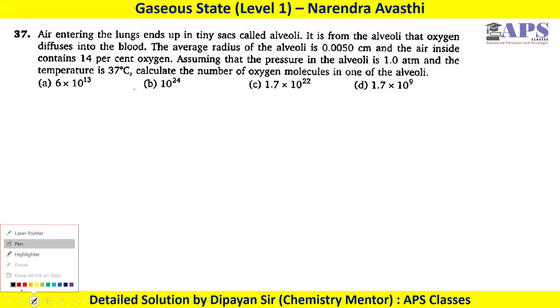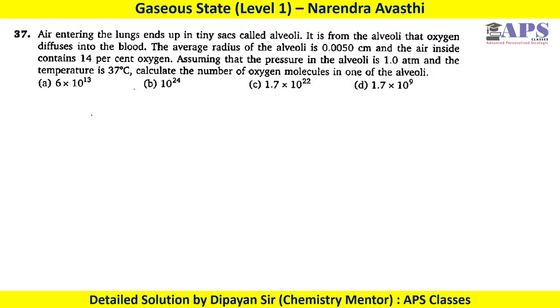In question number 37, air entering the lungs ends up in tiny sacs called alveoli. Okay, it is from the alveoli that oxygen diffuses into the blood. The average radius of alveoli is 0.005 centimeter and the air inside contains 14% of oxygen.